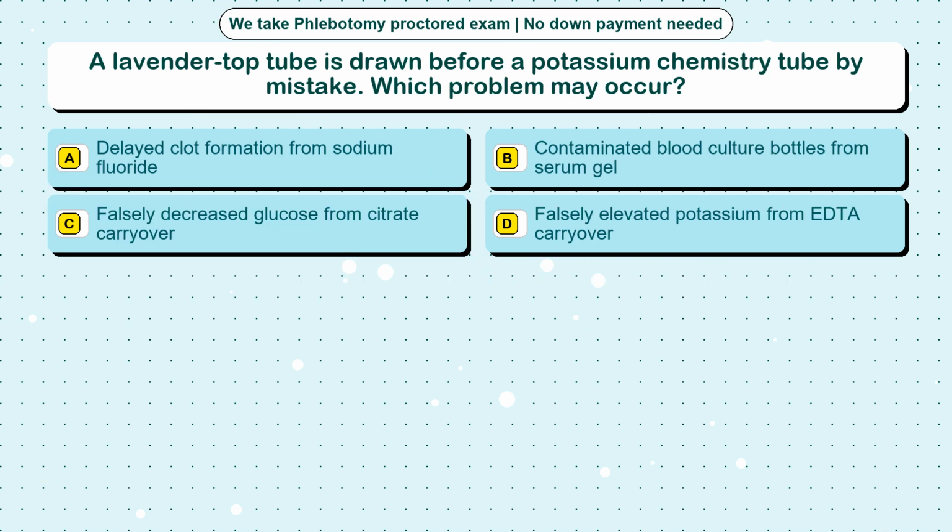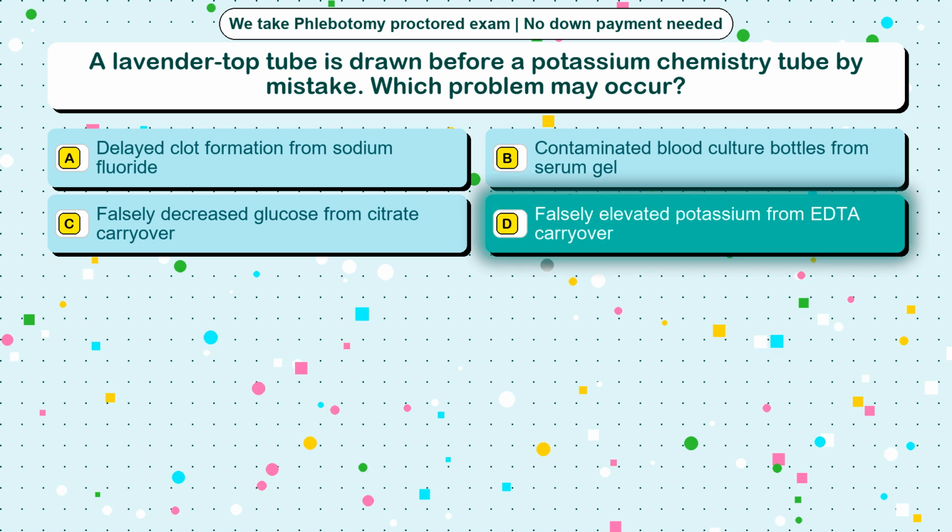Question 2. A lavender top tube is drawn before a potassium chemistry tube by mistake. Which problem may occur? Option A. Delayed clot formation from sodium fluoride. Option B. Contaminated blood culture bottles from serum gel. Option C. Falsely decreased glucose from citrate carryover. Option D. Falsely elevated potassium from EDTA carryover.